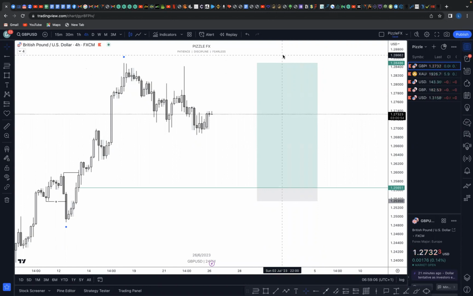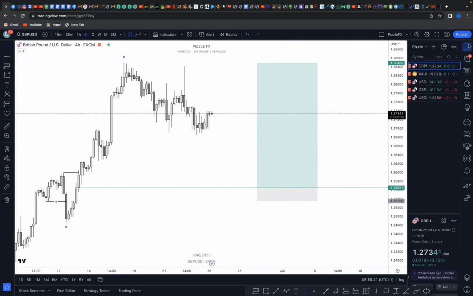This is the weekly breakdown on all pairs we are trading. Currently, I have GBP USD, XAU USD, USD JPY for people trading USD JPY, GBP JPY for people trading GBP JPY, and I think that's it. So starting our analysis with GBP USD.